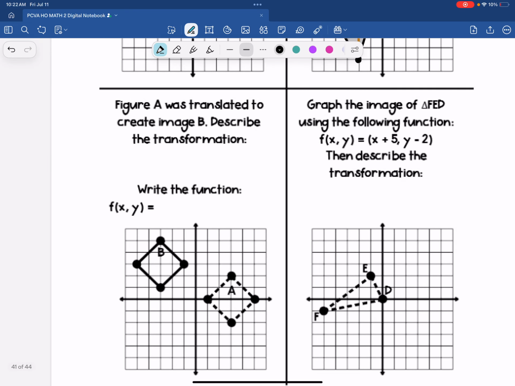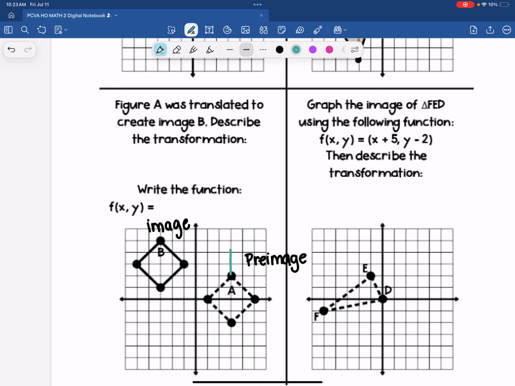So now we want to look at this one, and we want to see what the rule would be. So if I give you the graph, in this situation it says was figure A, so figure A is the one that's dashed, it was translated to create image B. So this is the pre-image, so just keep that in mind. You've got to read carefully to make sure you know which one is the pre-image and which one is the image to know what direction you're moving correctly. So for that one, they just want to know what would be the rule.